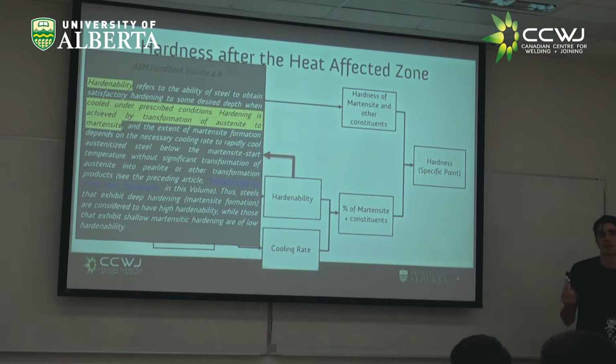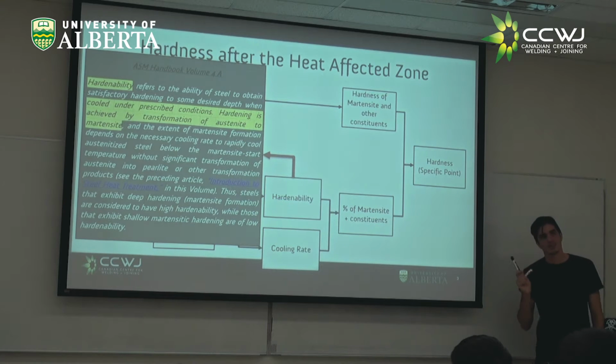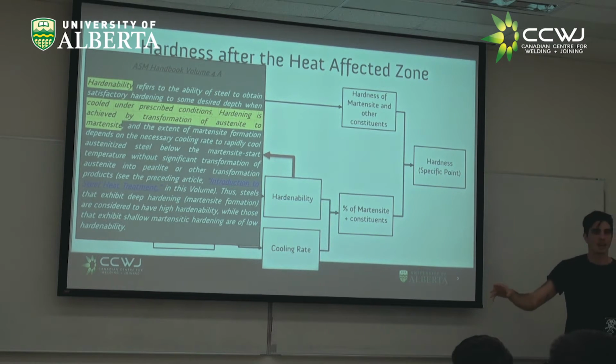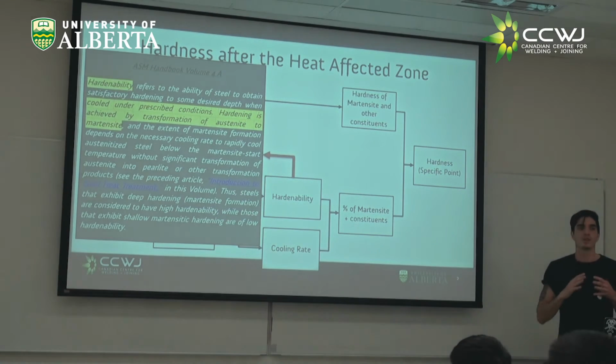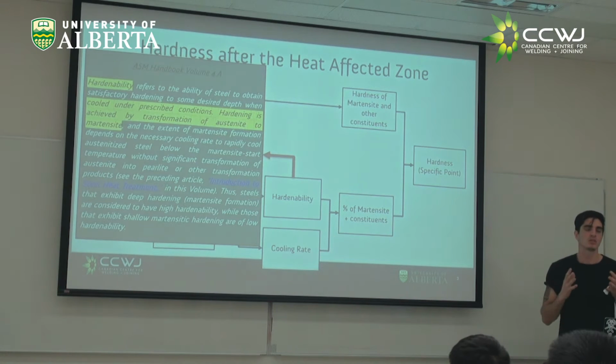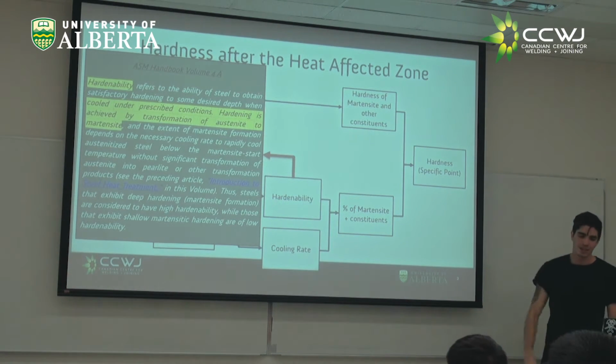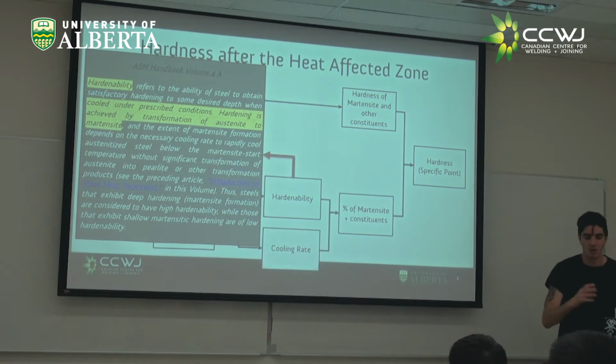Before I go on with hardenability, this is the definition from the ASM, the American Society for Metals. I don't want you to read it, I just want you to highlight what is highlighted, that's the important thing. Hardenability is the ability of forming martensite under fixed cooling conditions. That's what you have to think about. Then the rest can be interpreted however you want.